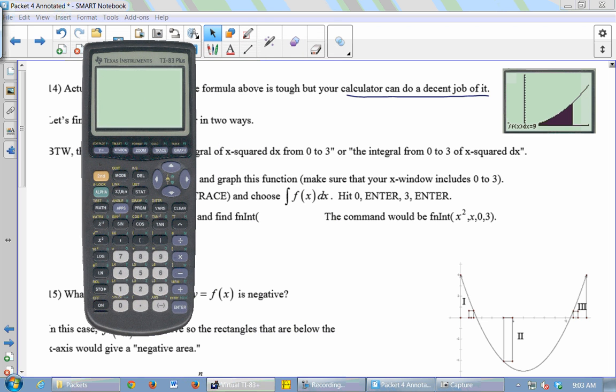Go to the math menu and you choose fnInt for function integral. All right, and then we type in the function, which you could either just type x squared or you could put in y1. I'll do x squared, it's a little quicker. Okay, and then you do comma x, you're just telling it that x is the variable, and then the lower limit, then the upper limit. And it'll give you 9. So 2 ways to find it.